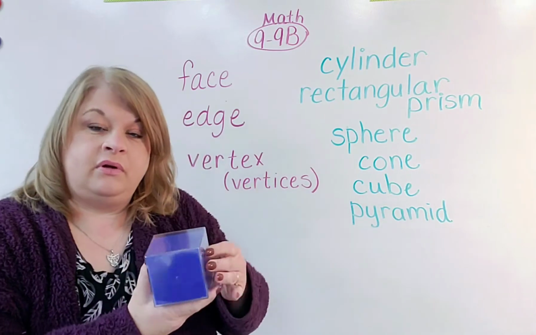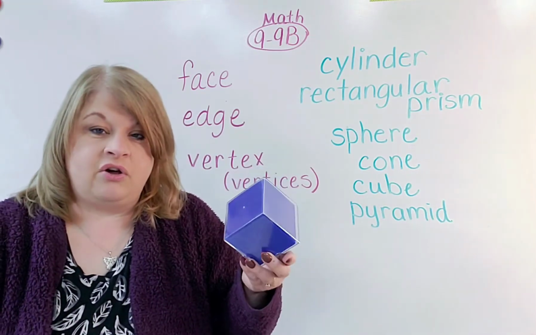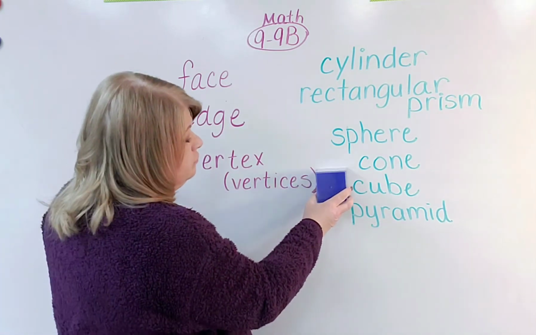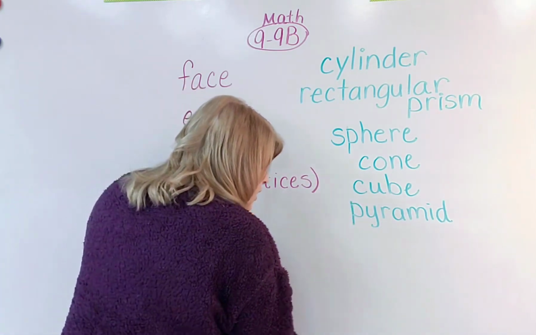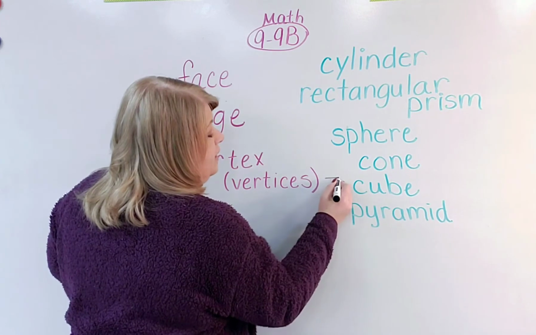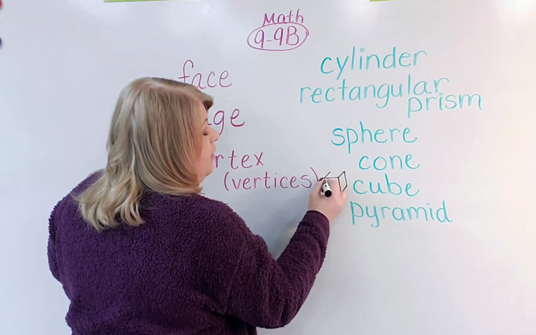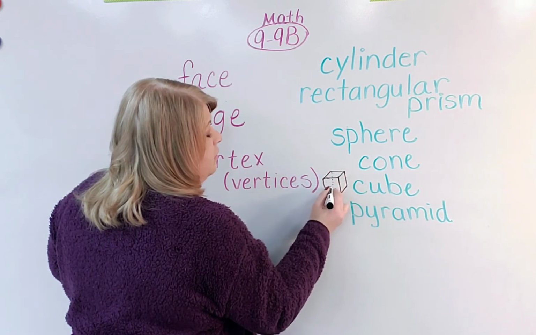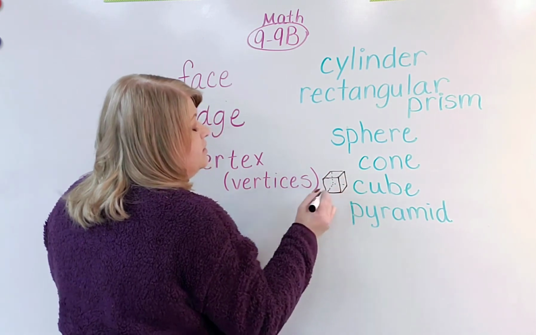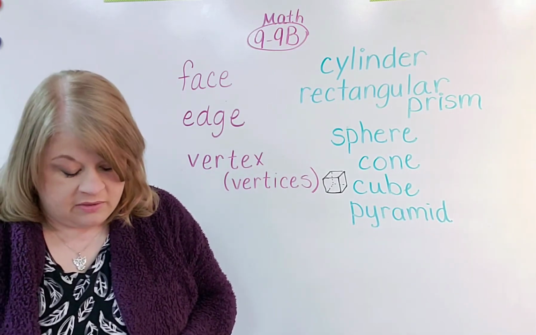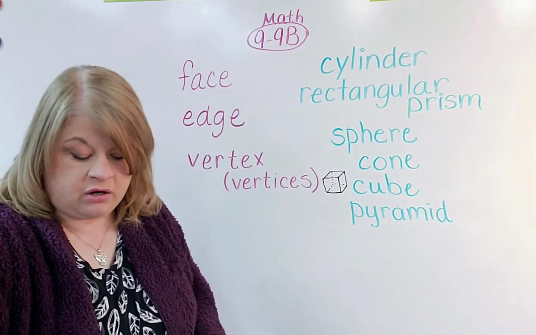This shape, this solid object is called a cube, right here. That is a cube. You need to remember what the cube is. Let's see if I can make this kind of look like a cube here. All right, so a cube. Remember that? Okay.